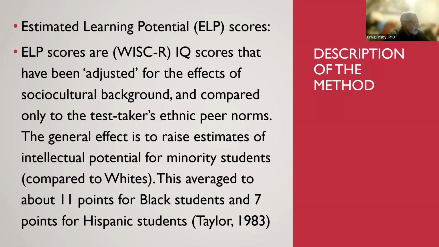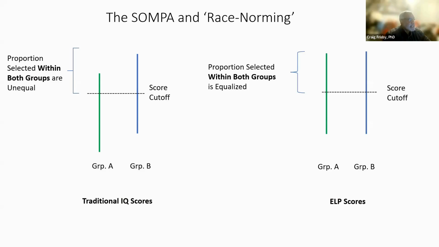So the result here is that a 115 score on the WISC-R made by a person from group A is changed to an ELP score of 126, and the person from group B who made the same score of 115 on the WISC-R would still have that same score of 115. So this is kind of a visual of how that looks.